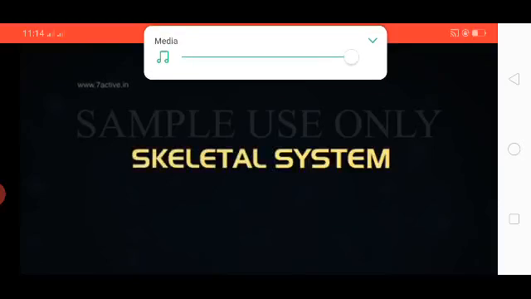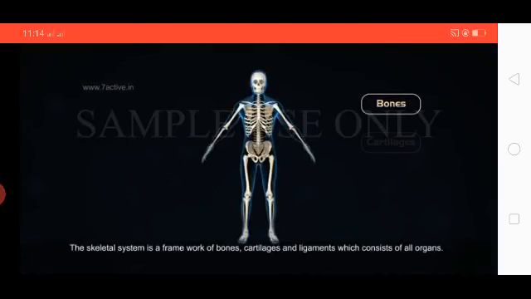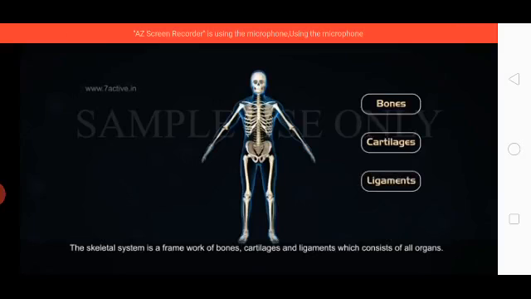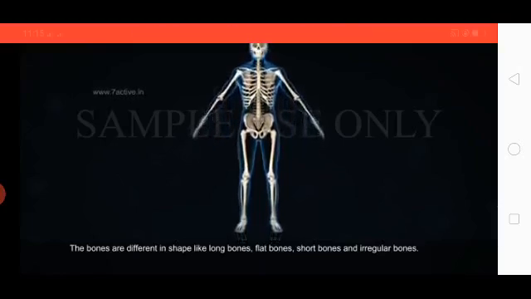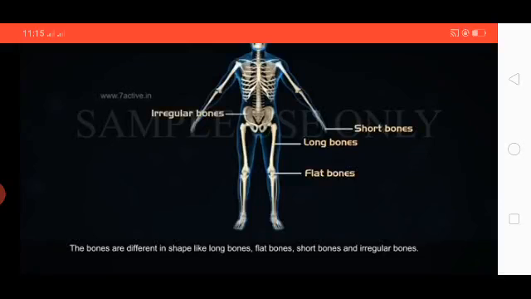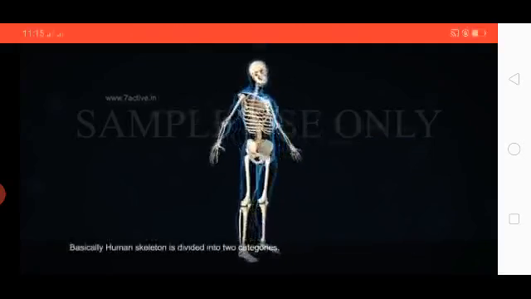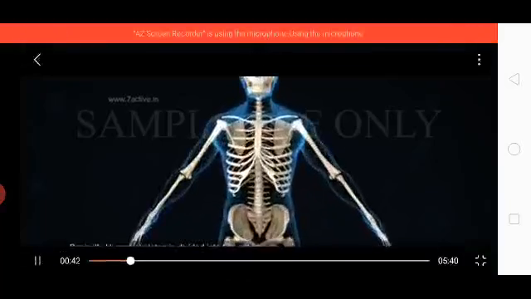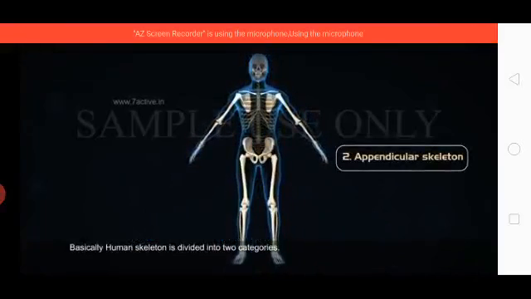Skeletal system. The skeletal system is a framework of bones, cartilages, and ligaments which supports all organs. The bones are different in shape, like long bones, flat bones, short bones, and irregular bones. Basically, the human skeleton is divided into two categories. 1. Axial skeleton. 2. Appendicular skeleton.